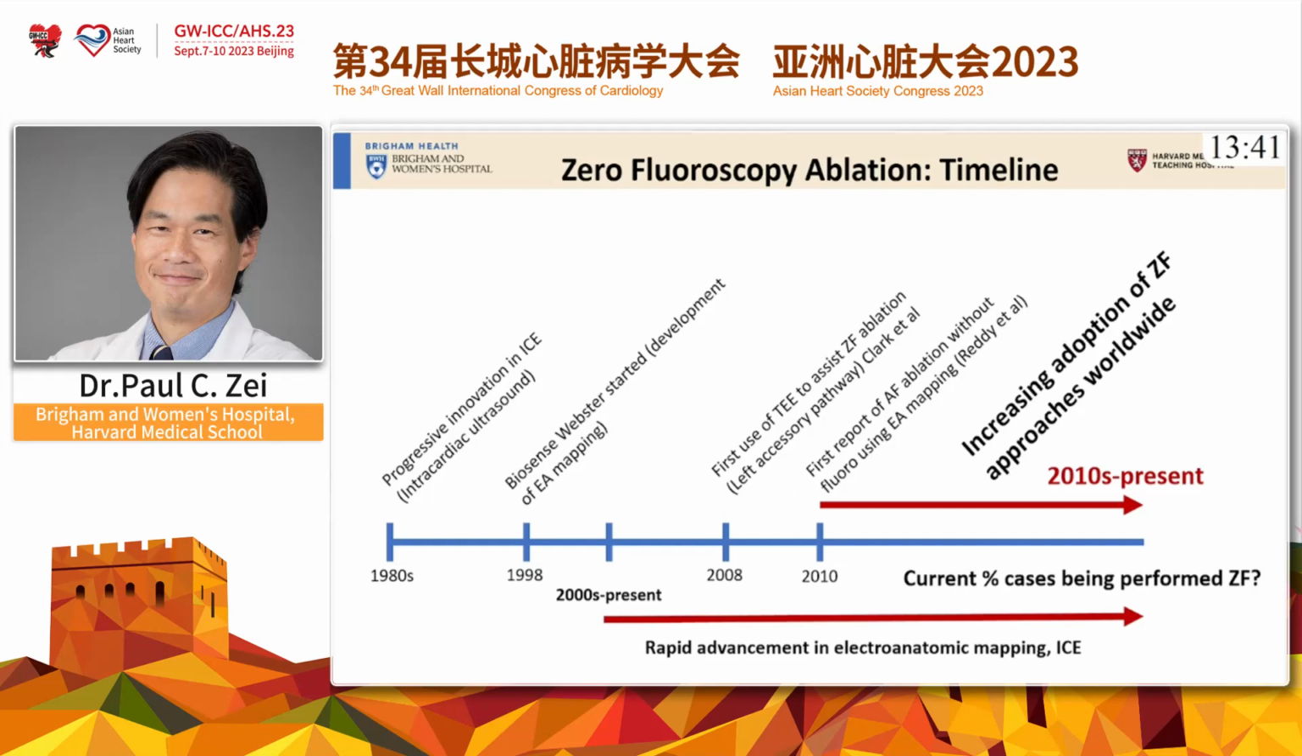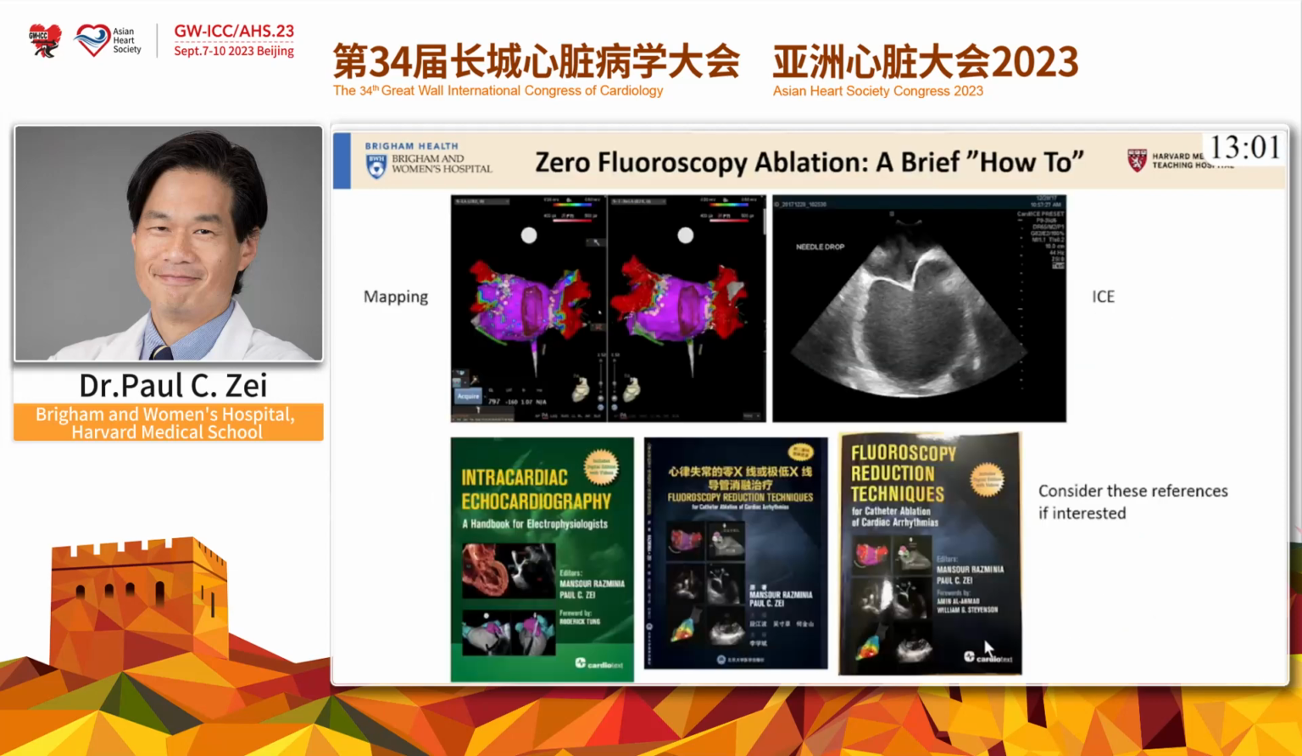Another timeline. If you look at when catheter-based ablation was first developed, you want to actually go a little bit farther back. ICE was first really described and developed in the 1980s. We spent many years refining ICE techniques, and electroanatomic mapping was first described in 1998. Fast forward, and in the last 10 to 15 years, there is a growing number of descriptions of being able to perform many of these procedures with less and less fluoroscopy. That's in part because of the rapid advancement in both mapping and ICE technology.